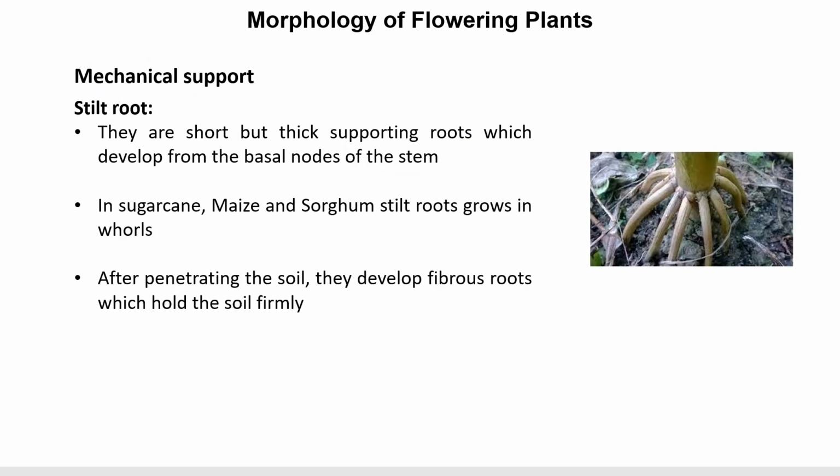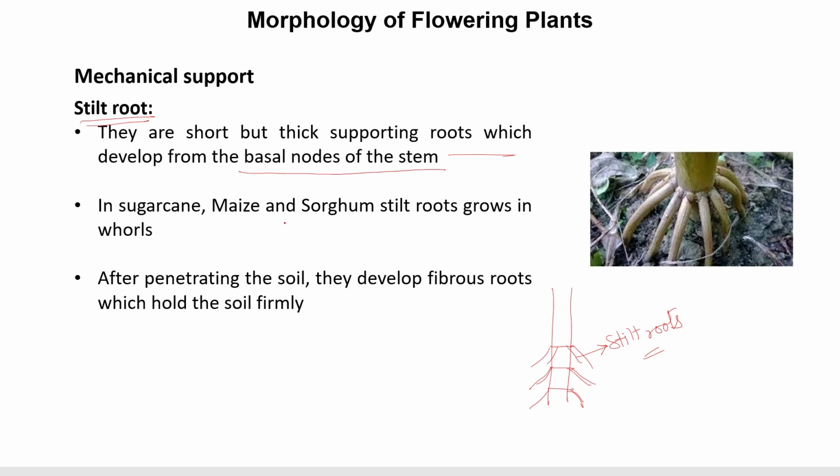Next, stilt roots, very important. If you have seen sugarcane, at the basal region the nodes give rise to roots like this. So these are stilt roots. They are short but thick supporting roots which develop from the basal nodes of the stem.